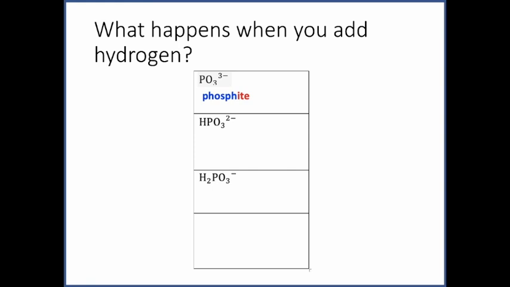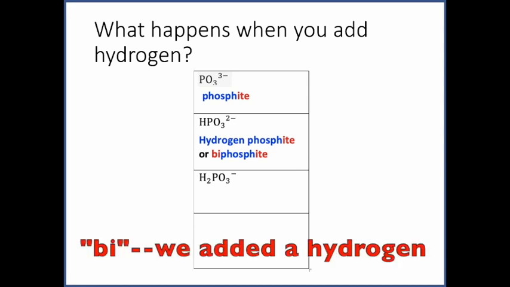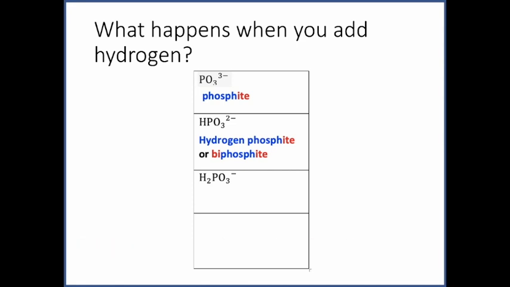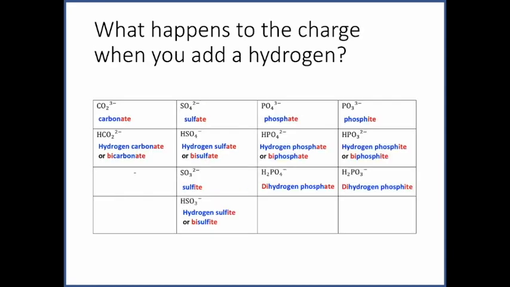Let's go to the next column where we have phosphite. If you add a hydrogen to that, you get hydrogen phosphite or biphosphite. Remember what the bi means? It means we've added hydrogen. Now, what if we add two hydrogens? We get dihydrogen phosphite. Di means two. So take a look at your completed table. What generally happens to the charge of the anion when you add a hydrogen to it?